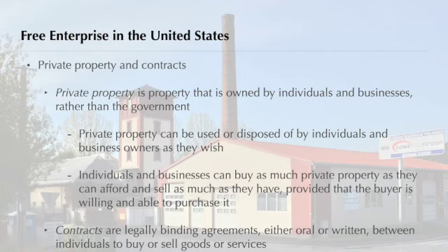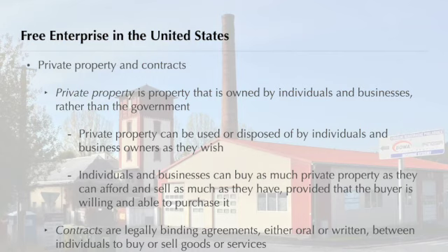Individuals and business owners can use their property or dispose of it as they wish. They can buy as much private property as they can afford. They can also sell as much as they wish, so long as a buyer is willing and able to purchase the property. For example, you can choose to give or sell your clothes, CDs, and books to friends.